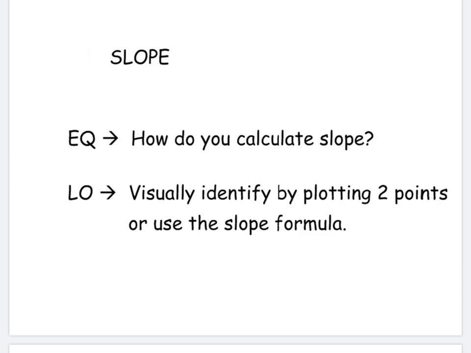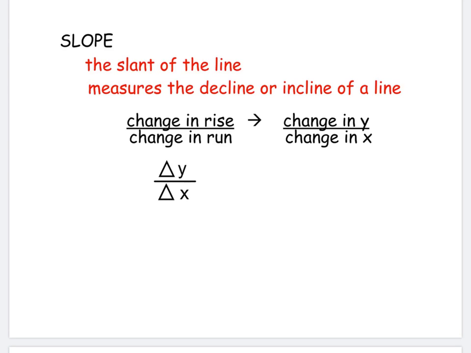This lesson is going to be looking at two different ways to calculate the value for slope. Remember, slope is the slant or the steepness of a line. So we say that it is the change in rise over the change in run.